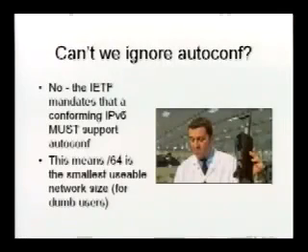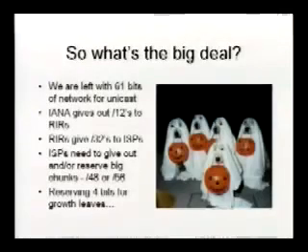Can't we ignore autoconf? No, it's mandatory. And that means because some people are going to be using it, we have to support it for everybody as an allocation, the smallest possible network unit for end user sites. What's the big deal? Well, the unicast space is only a /3, not the whole of the 128 bits.